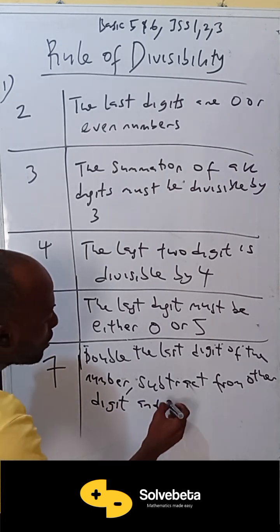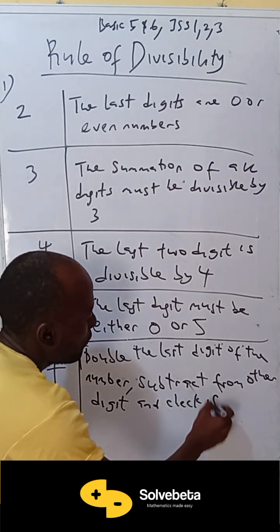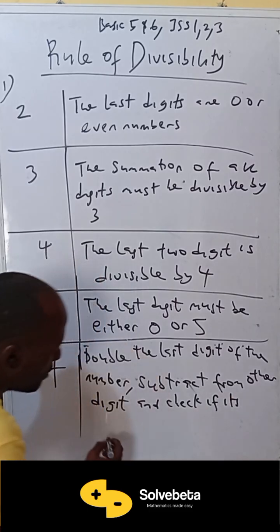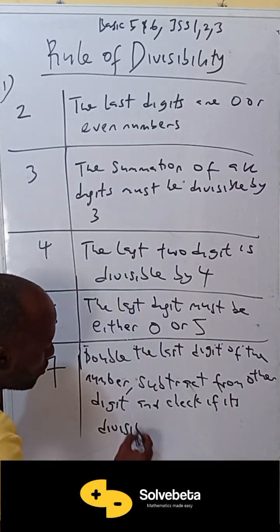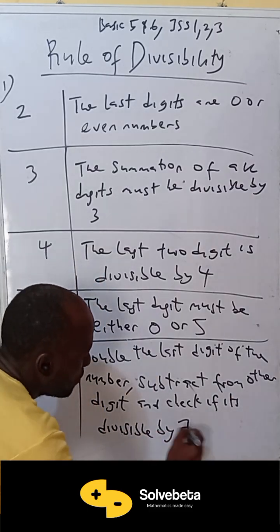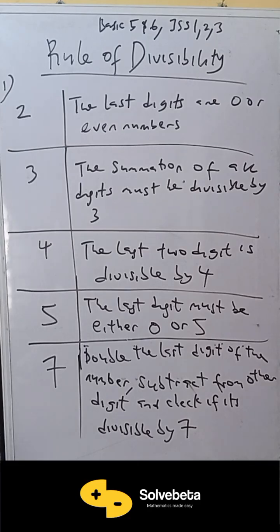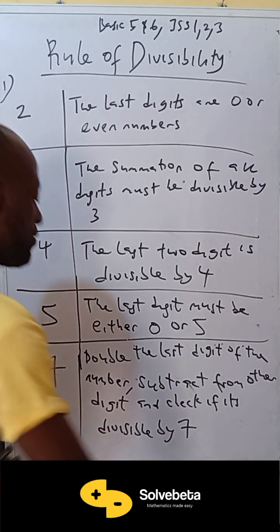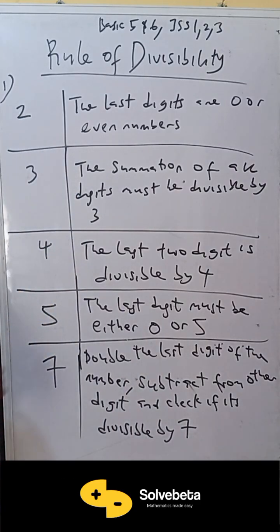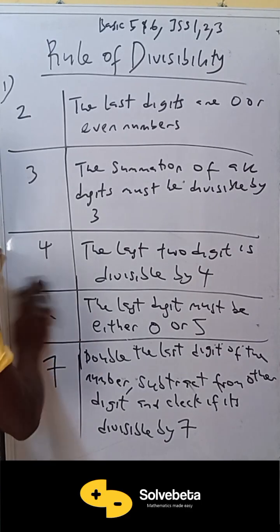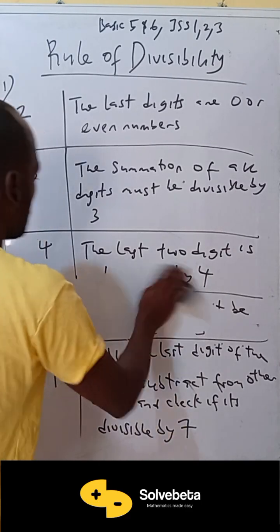And check if it's divisible by 7. And check if it's divisible by what? 7. So you take the last digit. I think I will have to rub this. I believe you've written 2 to 5. Let me rub this off and explain.